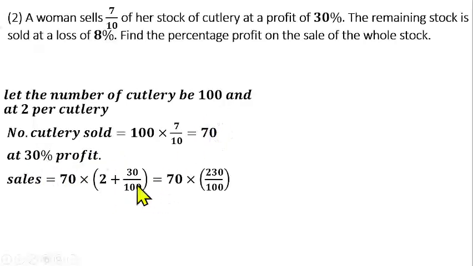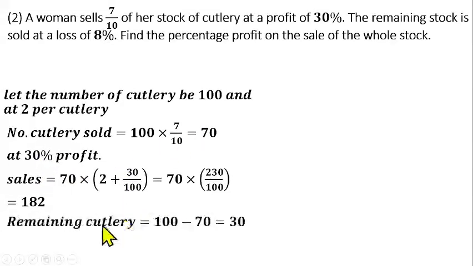Total sale will be the number of cutlery sold multiplied by the price per cutlery plus the profit, which is 30%. So this plus this will then multiply by the number of cutlery sold. That should give us the sales. If you simplify this bracket, we have 230 over 100. I've found the LCM here to get this. Then if you multiply this by this, that should give us 182 as the sales of cutlery at the 30% profit.